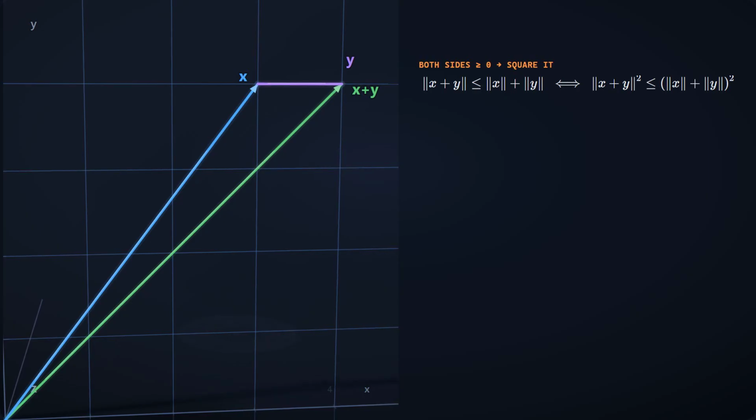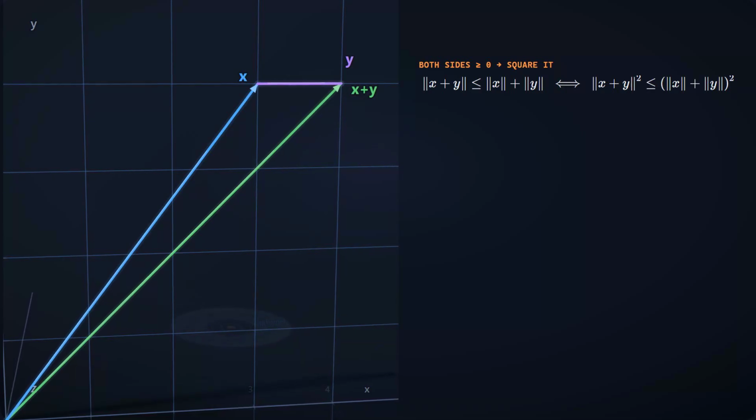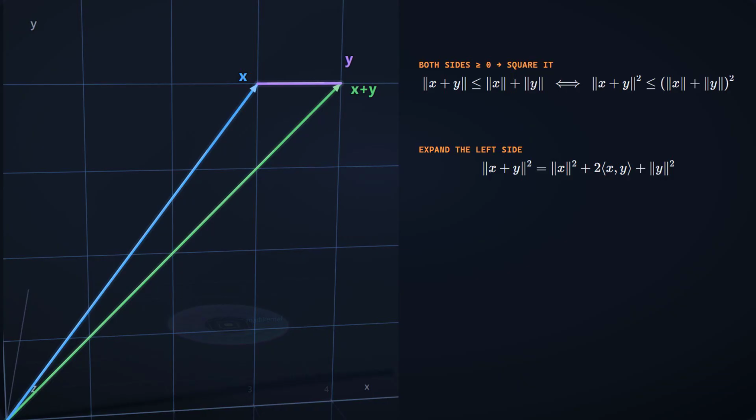And here's the strategy. Both sides are lengths, so both are non-negative, which means squaring the inequality can't flip it. So we prove the squared version instead, where our expansion lives. So expand the left-hand square, and I'll want to know how the cross term gets controlled. Expand it. Norm of x squared, plus twice the product, plus norm of y squared. Everything hinges on that middle term, twice the product of x and y.